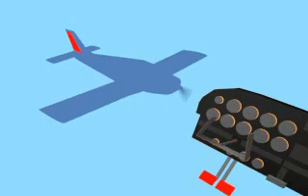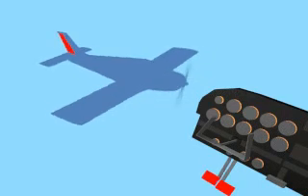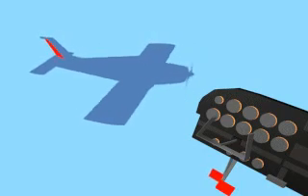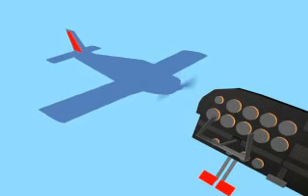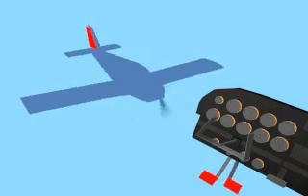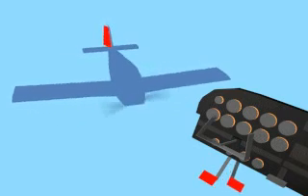The pilot uses the rudder pedals to control the airplane's rudder and make the plane yaw. Pushing on the left pedal swings the rudder to the left, causing the plane's nose to swing left. Pushing on the right pedal swings the rudder and nose to the right.